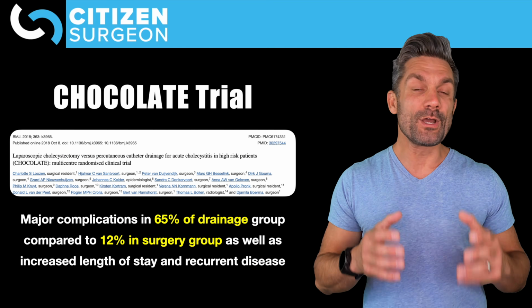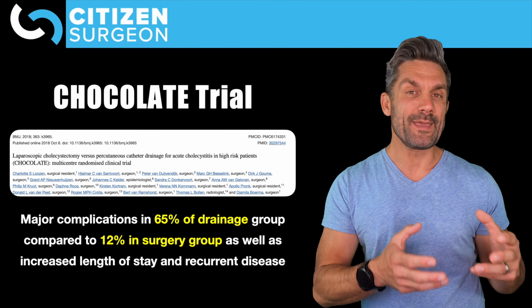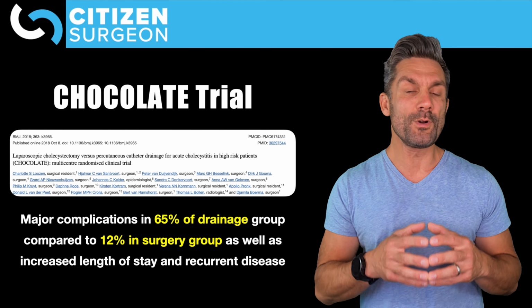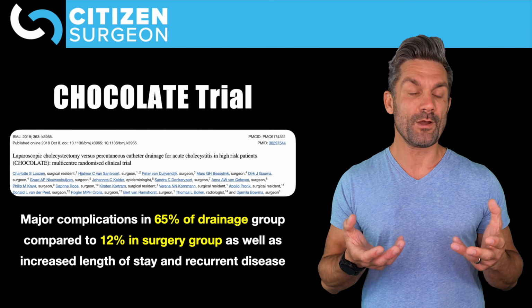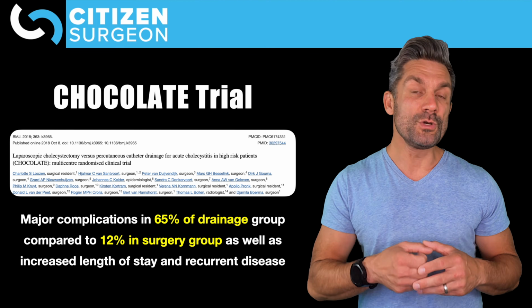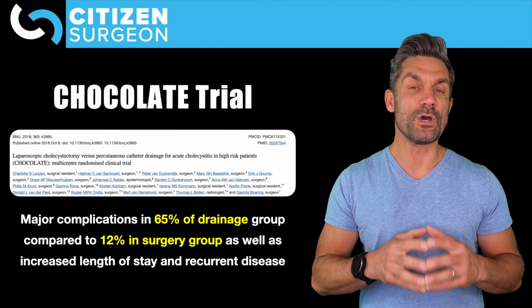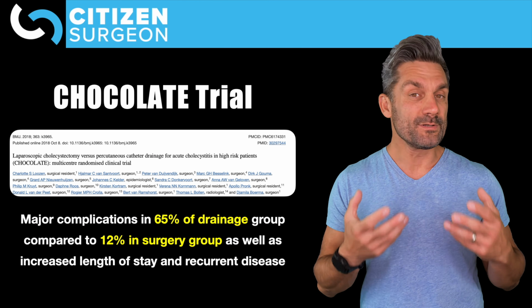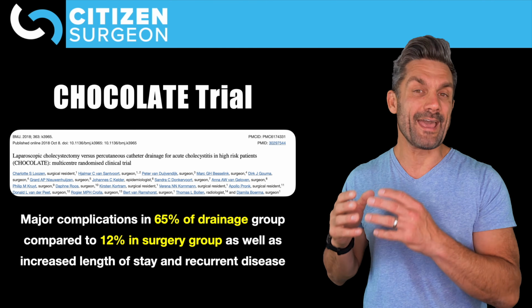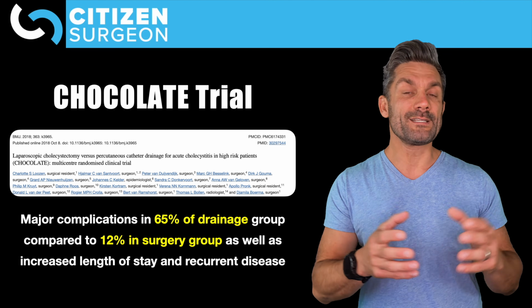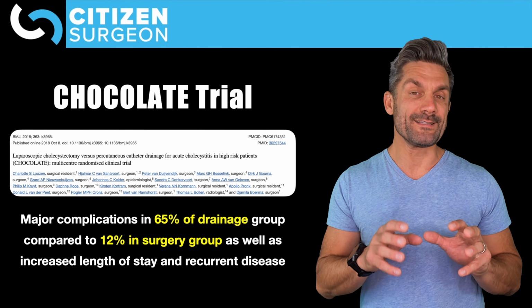Has this question been asked? Yes, it has, and we look at this trial right here. The CHOCOLATE trial compared cholecystectomy versus cholecystostomy tube. It's important to know that with cholecystostomy tubes there is a very high complication rate. You can have tube dislodgement. The tube can get clogged and won't drain effectively. You can have bleeding from the tube. This happens in up to 65% of patients, so those complications are quite common compared to the cholecystectomy group. I'll put a link to the CHOCOLATE trial in the description below. Definitely read this, check this out, educate yourself.